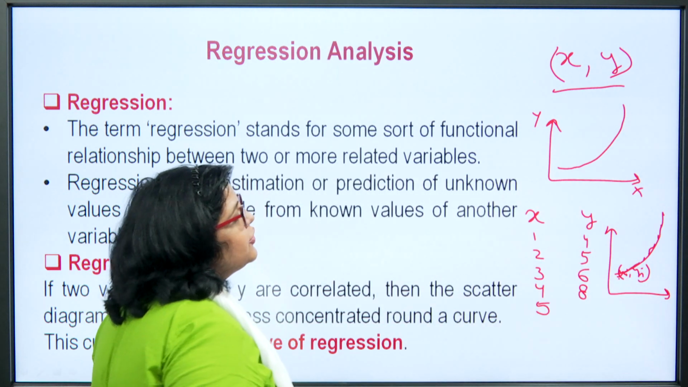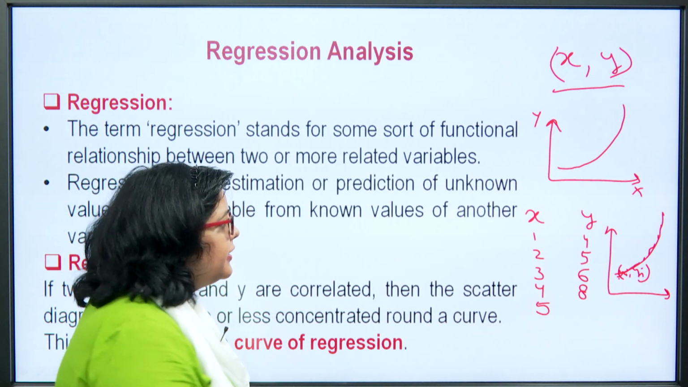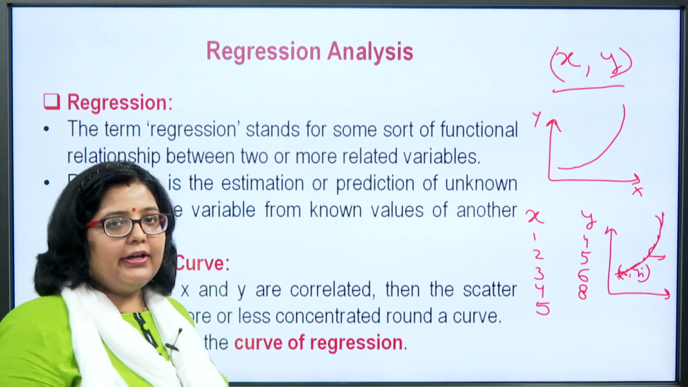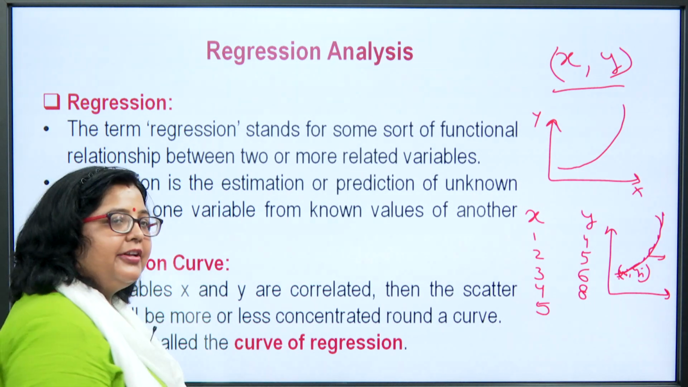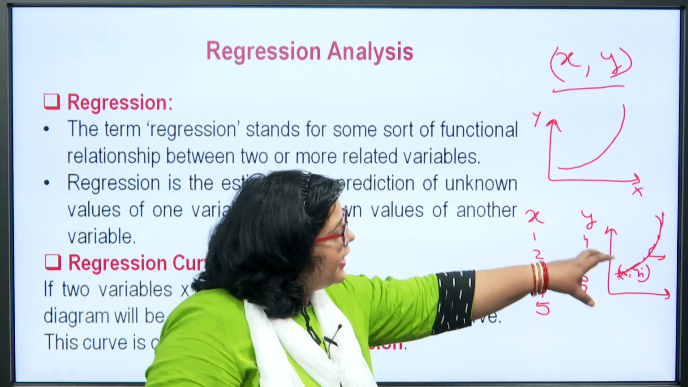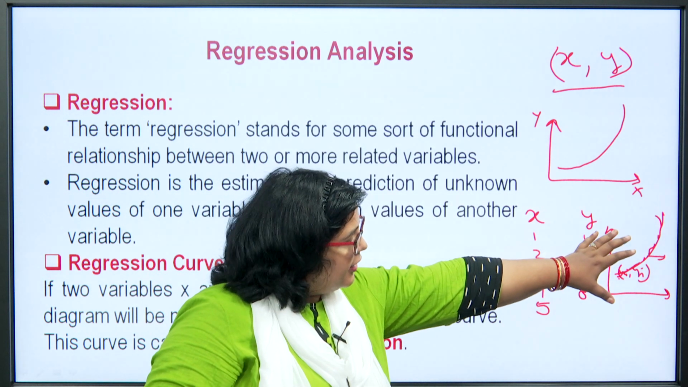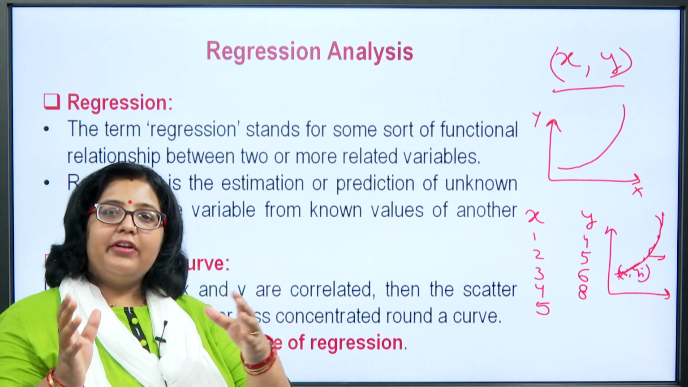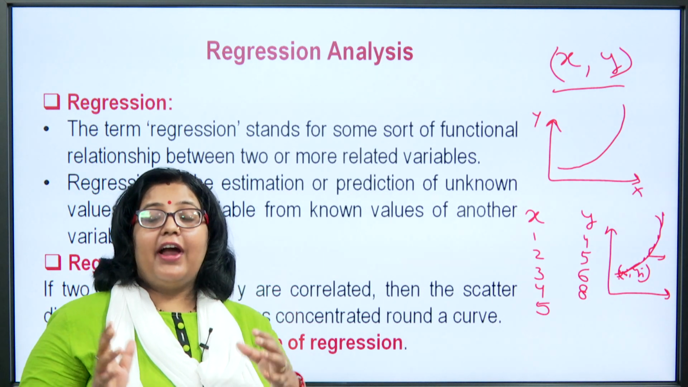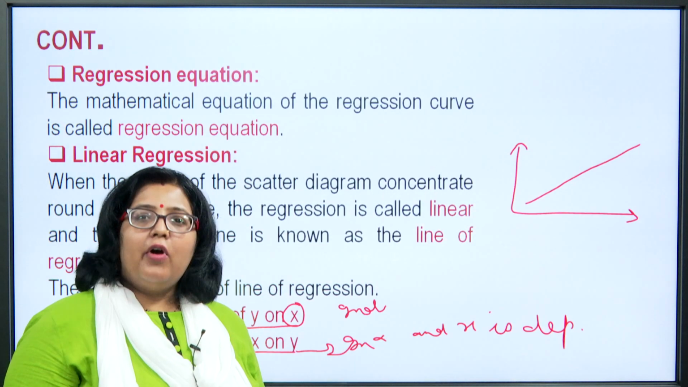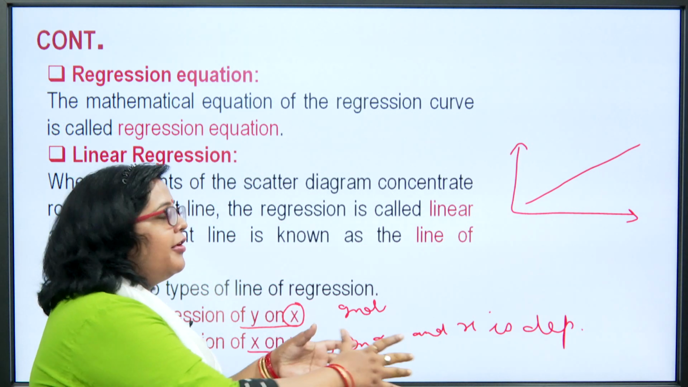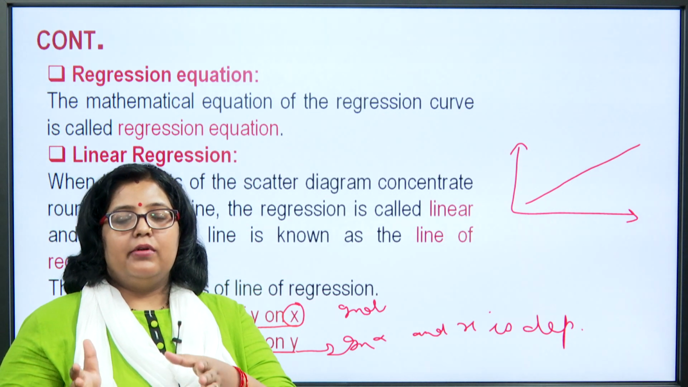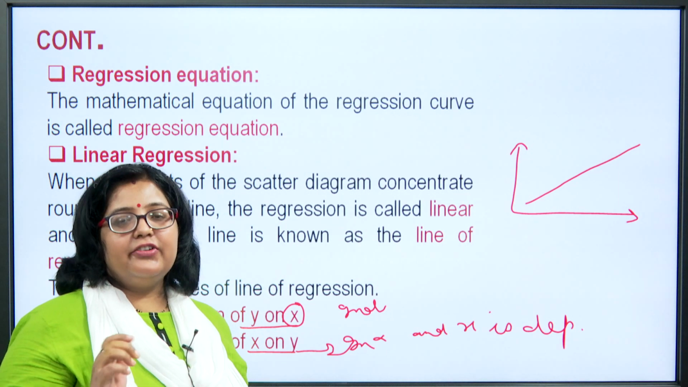This curve is either linear or non-linear. If the curve is a straight line, it is called linear, otherwise it is called a non-linear curve. Here we also learn what the curve of regression is. The scatter points around the curve, this curve is called the curve of regression. After knowing what regression and the curve are, we find the equation. We write this curve in mathematical form. This curve equation is known as the regression equation.